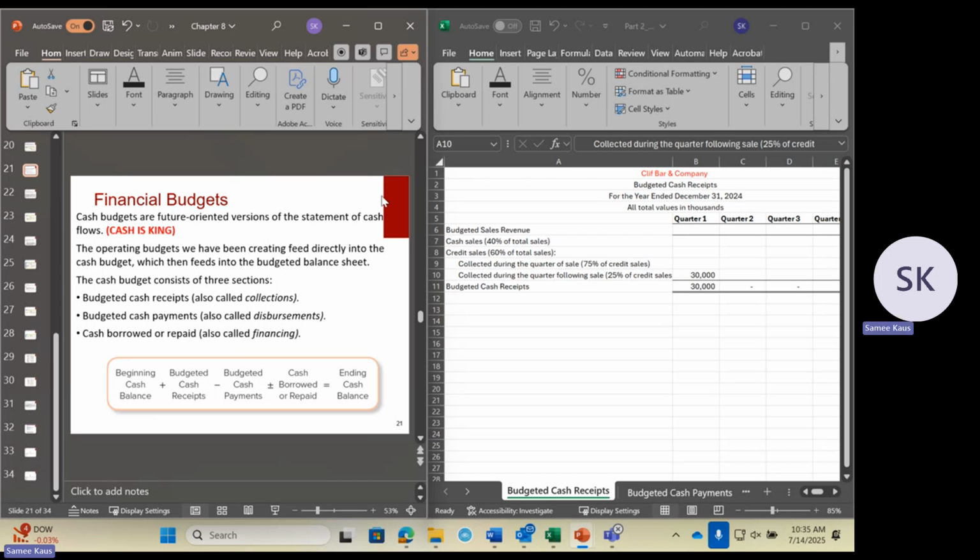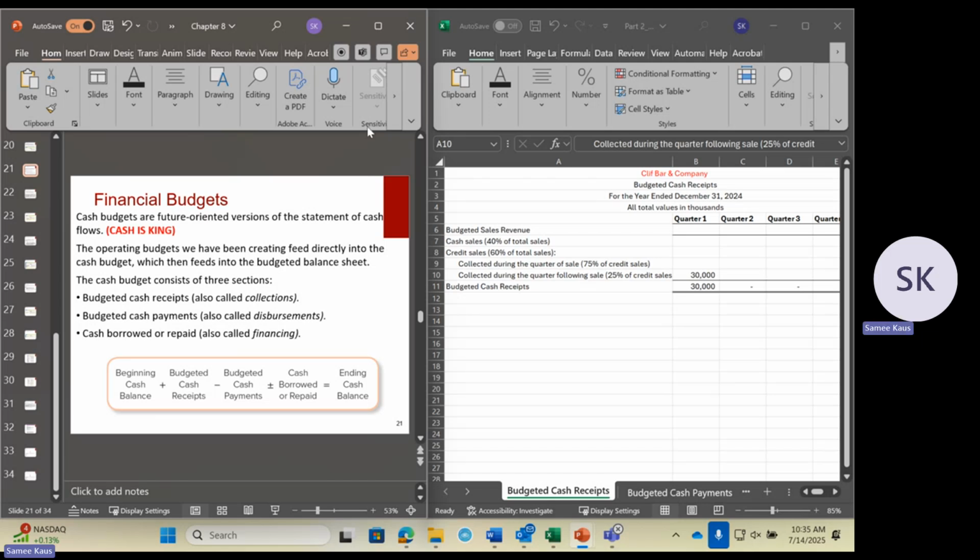So the cash budget consists of three main sections, which is going to be our budgeted cash receipts or collections, our budgeted cash payments or disbursements, and our cash borrowed or repaid. So, do I have any debt financing? Did I get a bunch of cash because I took out a loan from the bank?